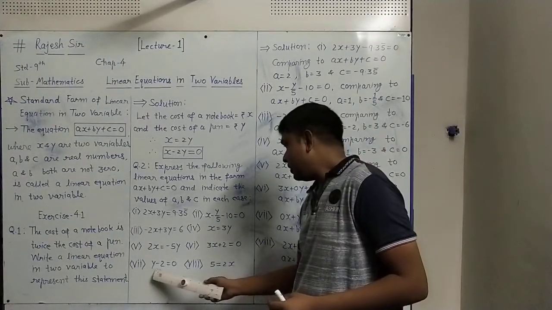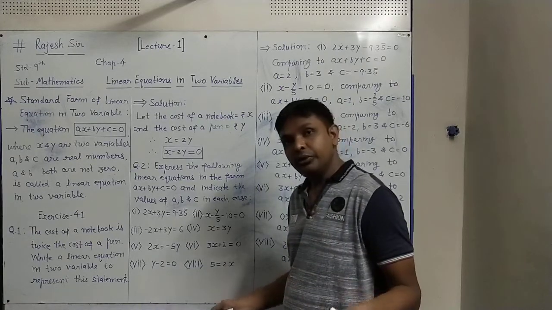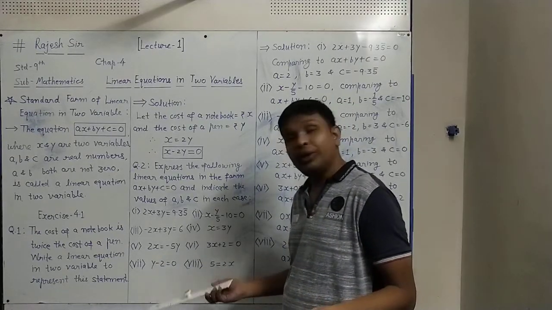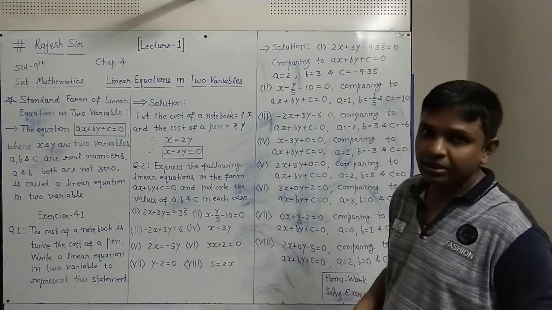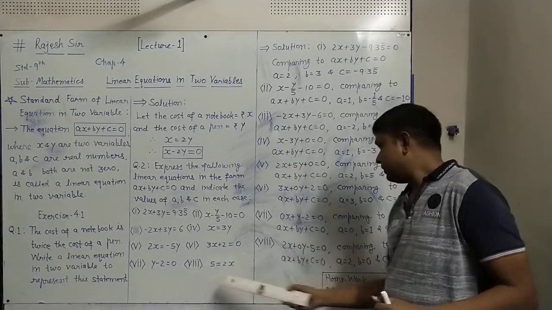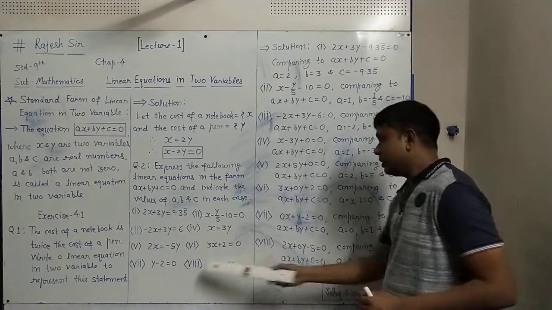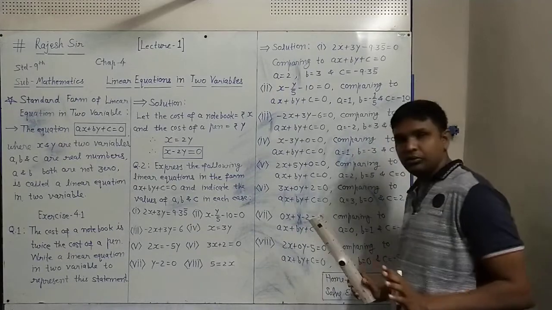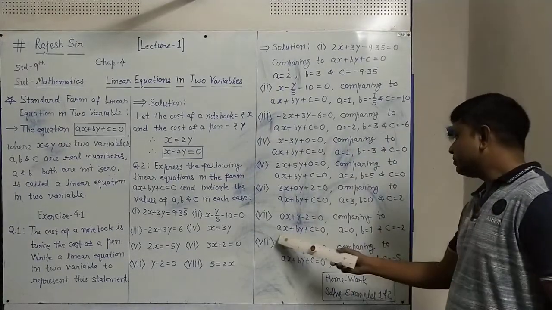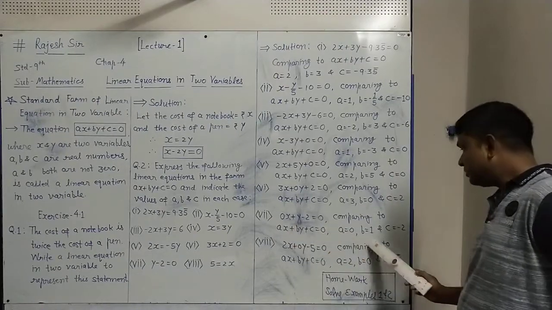7 number, y minus 2 equal to 0. Here x term is missing. So what we will do, as I told, 0x. The x term is not there, so we have to put the x term with 0x. So that's why 7 number you can see 0x first written, then plus y as it is minus 2 as it is equal to 0.